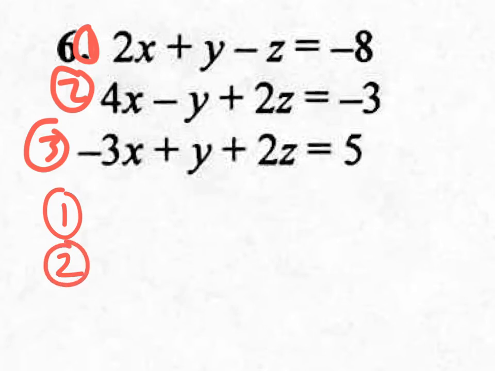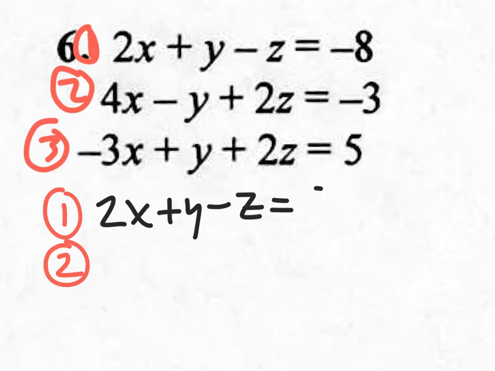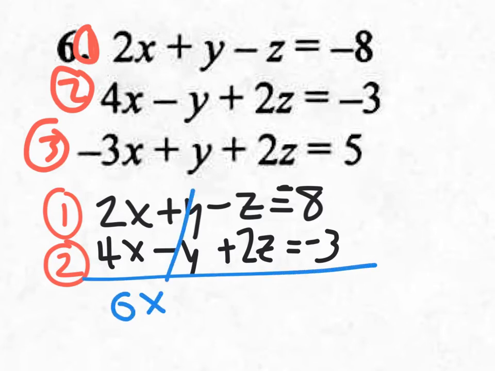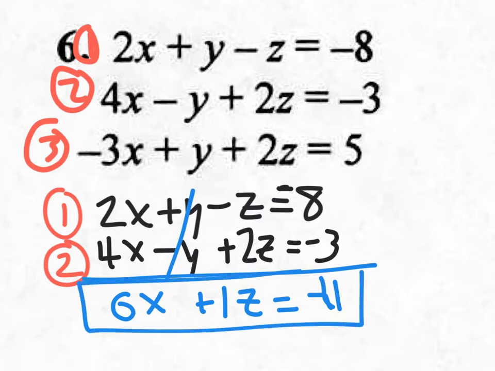Okay, so these are my notes. I'm going to just rewrite the first one. That's 2x plus y minus z equals negative 8. And the second equation, we're not going to do anything to it either. It's going to be 4x minus y plus 2z equals negative 3. And now we could combine the lines. The y's cancel. You get 6x plus 1z equals negative 11. And this is your new equation number 1.